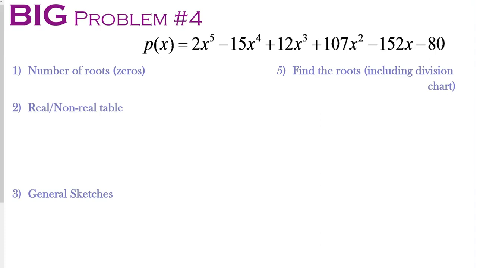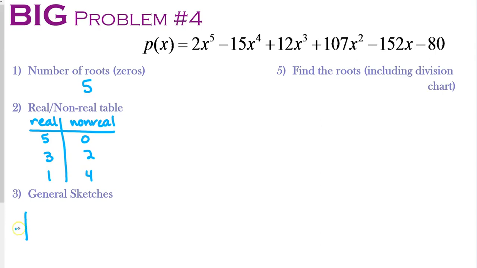So here we go. Write down this polynomial. We have a 5th degree polynomial. It's quintic. So the number of roots is 5. And then for the real non-real table, we need each row to add up to 5, so it's possible that we have 5 real and 0 non-real roots. And because non-real roots have to come in pairs, the other possibilities would be 2 non-real, so that would mean 3 real, or 4 non-real, and that would be 1 real.